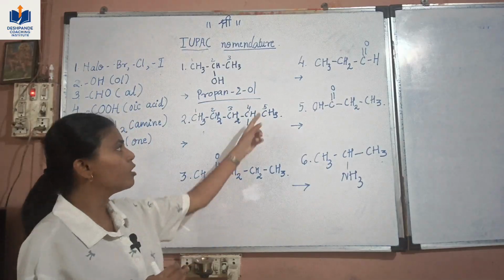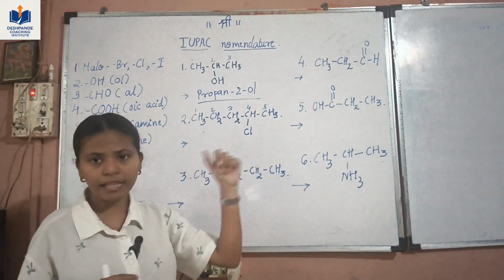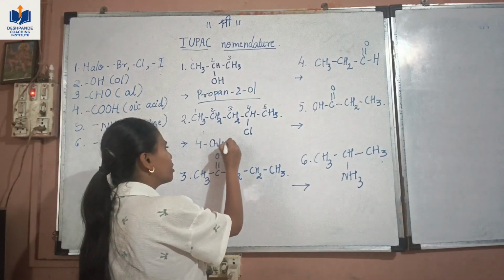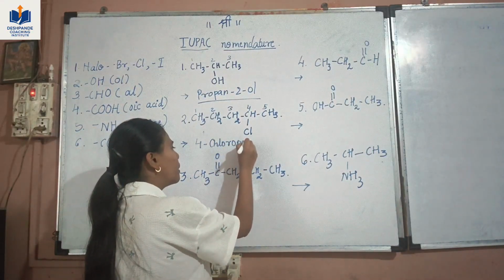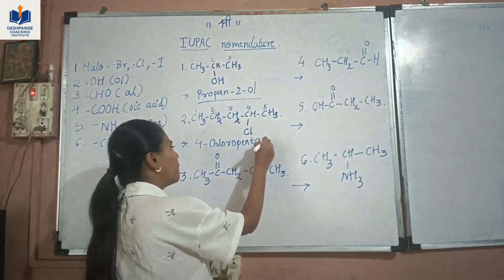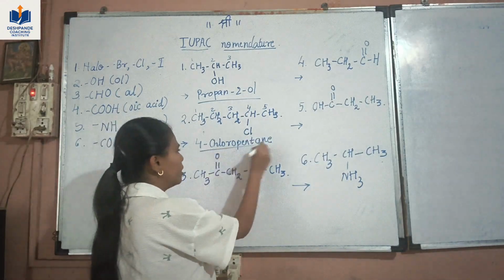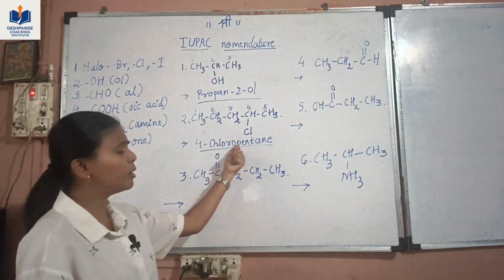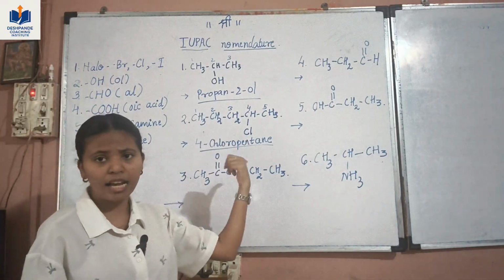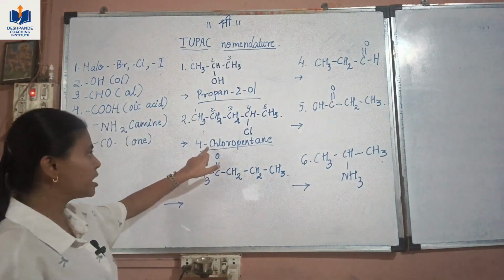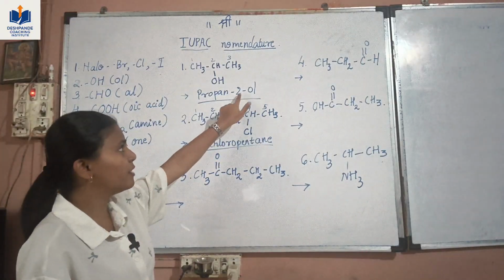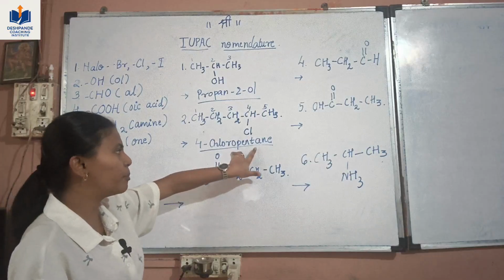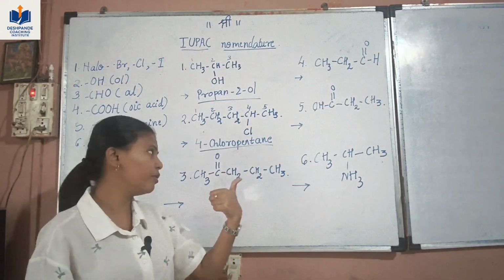So we can mention 4-chloropentane. You have to write this whole name as one name without any comma, dash and space. You have to just give one dash between the numbers. So whenever numbers come, you can give a dash, but there has to be no space between chloro and pentane. You have to write it as one word.